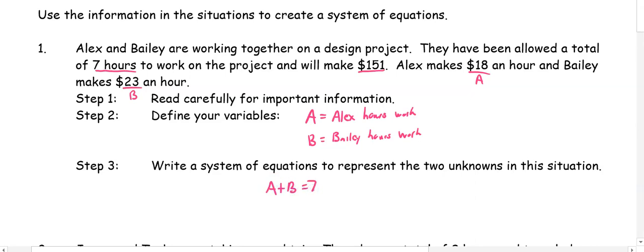In the second equation, we are trying to figure out how much money is going to be made. We know that Alex makes $18 an hour and Bailey makes $23 an hour, and together they will make a total of $151. So we know our total is $151. We want to include with each variable how much they're making. So Alex is making 18 plus Bailey is making 23.